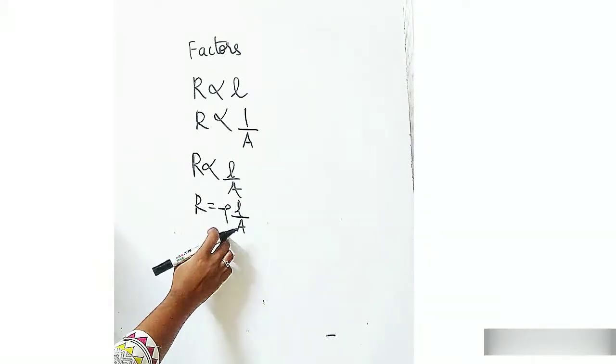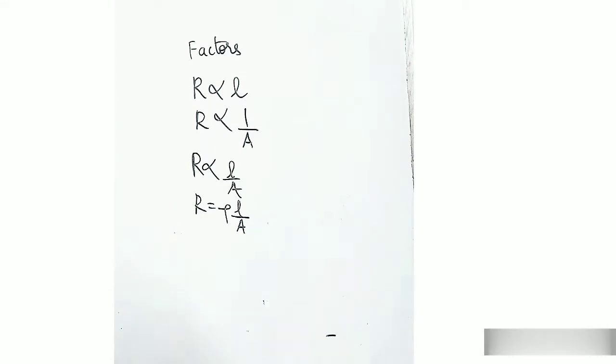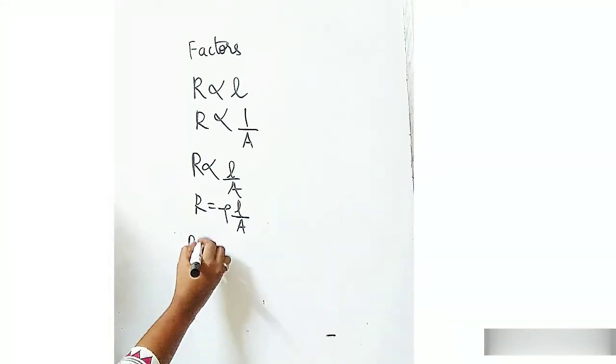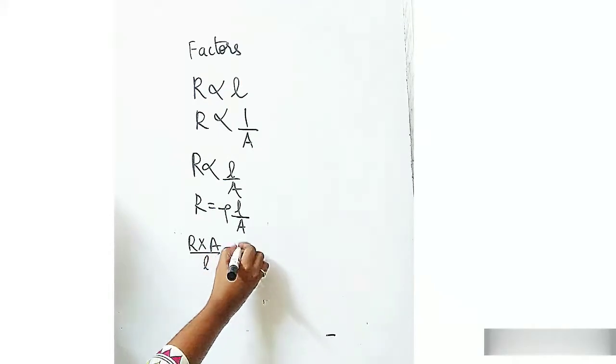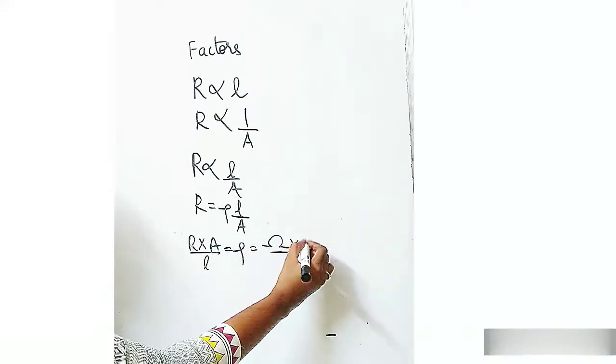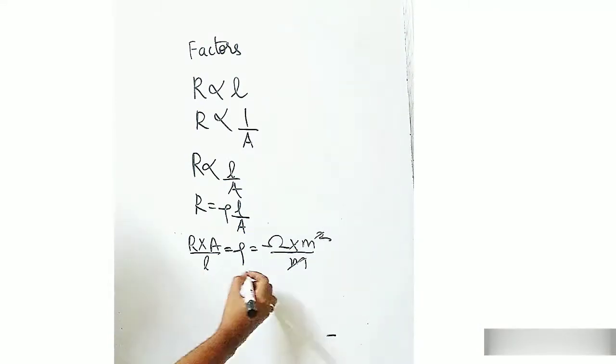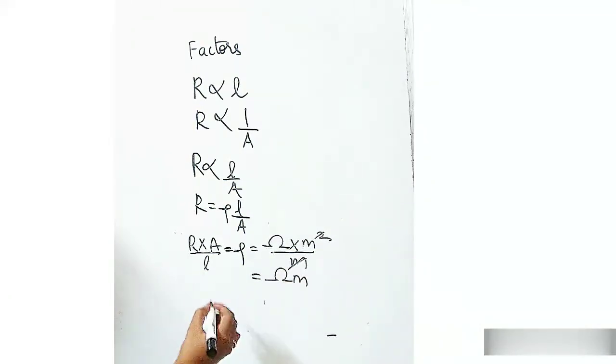Okay. So again we'll talk about the unit for this particular thing. What will the unit be, student? We'll see. Now we'll shift everything. We have to find the unit of the resistivity. R into A upon L is equal to rho. And what is the unit of R? Ohm. Into area, meter square. Length is meter. And one meter is cancelled, because that is the way we do it in mathematics. So ohm meter. So the unit of the resistivity is ohm meter. Understood, student?